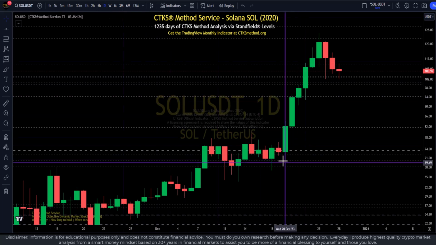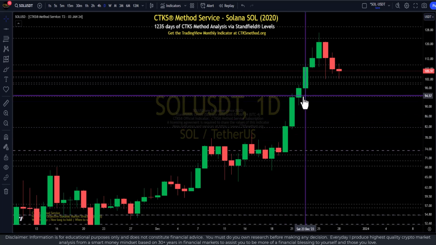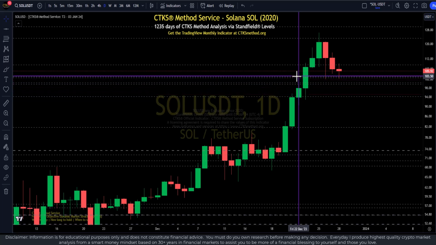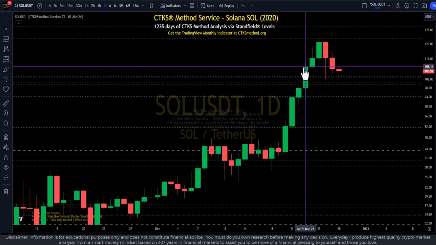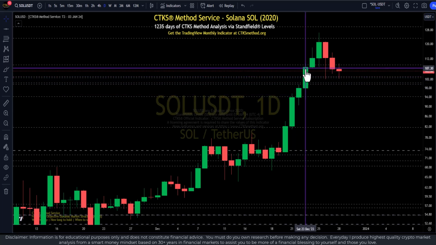So what we're seeing is it took one day to fill that fresh air gap, another day to fill that fresh air gap. Then what happened? A lot of resistance. You can see it was just pushed down because there's so many sellers there, and a lot of volatility on that day, trying to grind through all of these sellers.